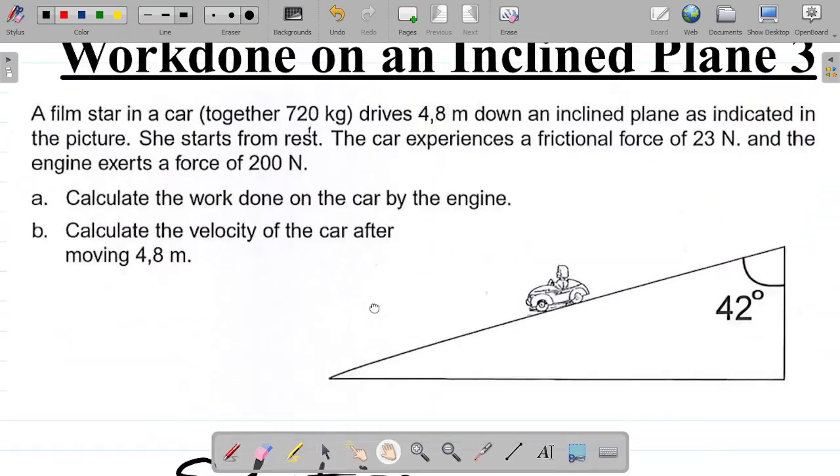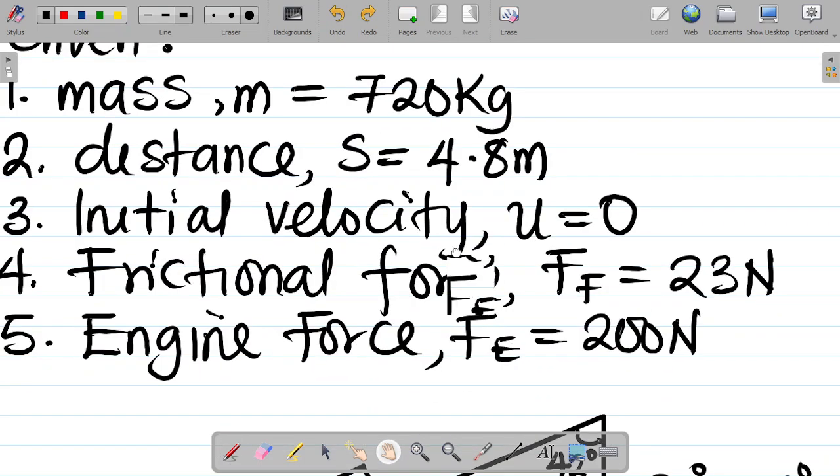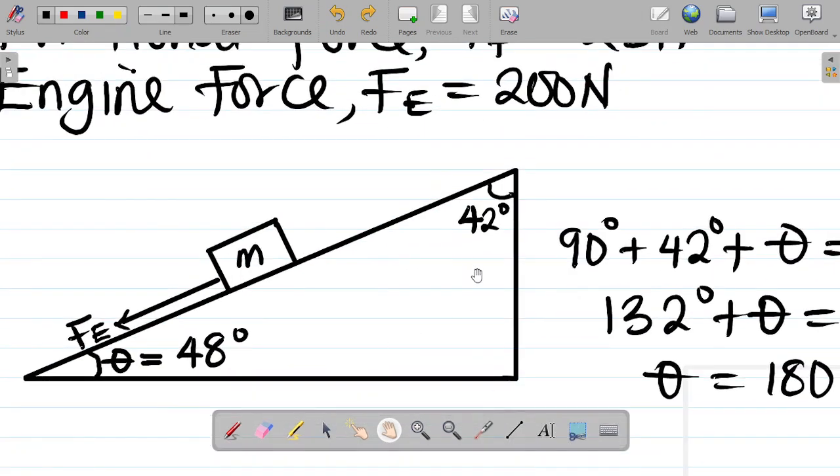Next up, they also said the car experiences a frictional force. Now we know that frictional force acts in the opposite direction of the motion of a body. Hence, if this girl, or this film star, is traveling downwards this way, you can observe that the frictional force will act in the opposite direction. So frictional force will be here, going up. That's the concept. So put this way here. Let's call this FF, frictional force.